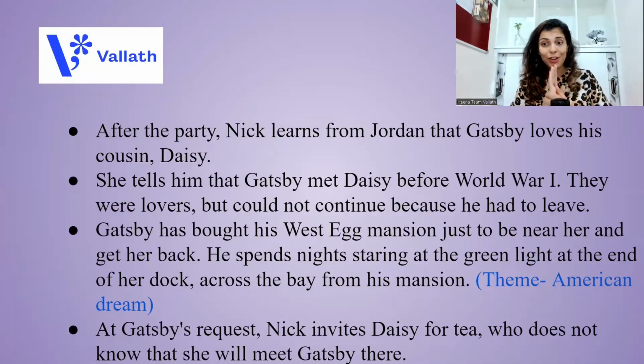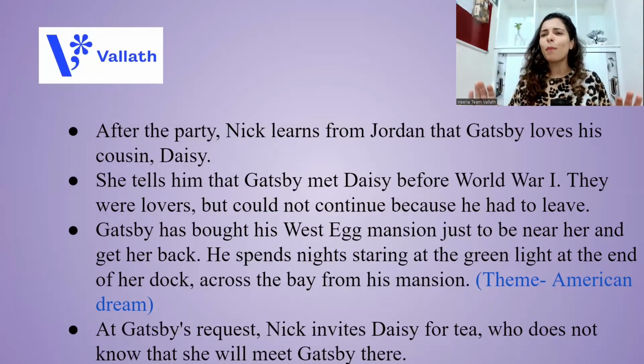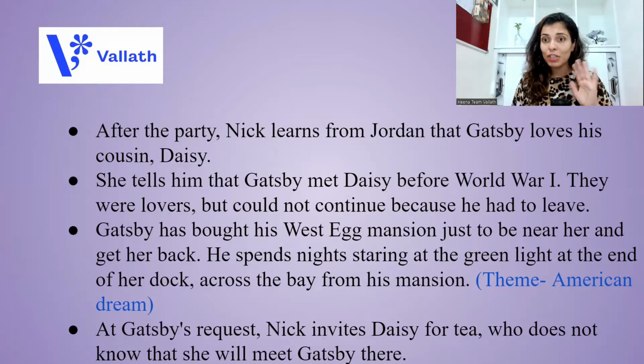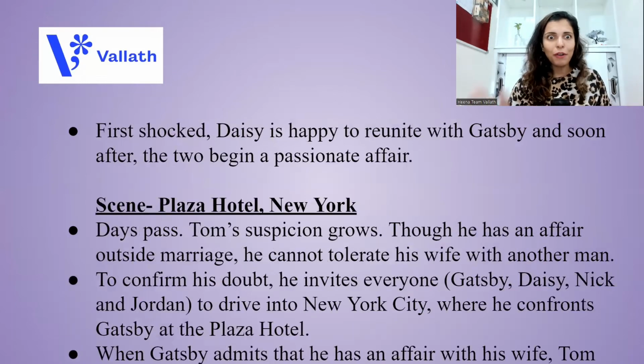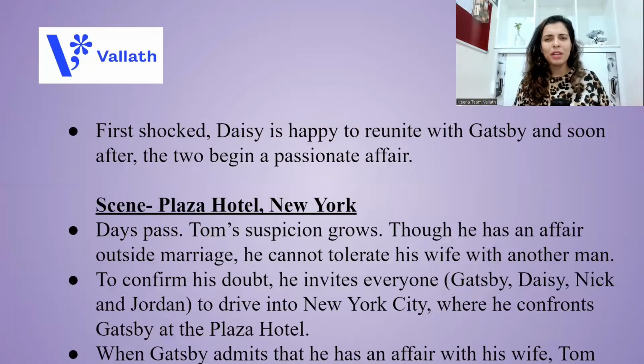Now, here is the theme of the American dream, that America is a land of opportunity. If you are willing, you can get what you desire. Okay, and here, what is Gatsby desiring? He's desiring Daisy. Okay, now at Gatsby's request, Nick invites Daisy for tea, but Daisy does not know that she will meet Gatsby there. First astonished, first shocked, Daisy is happy to reunite with Gatsby after so many years.